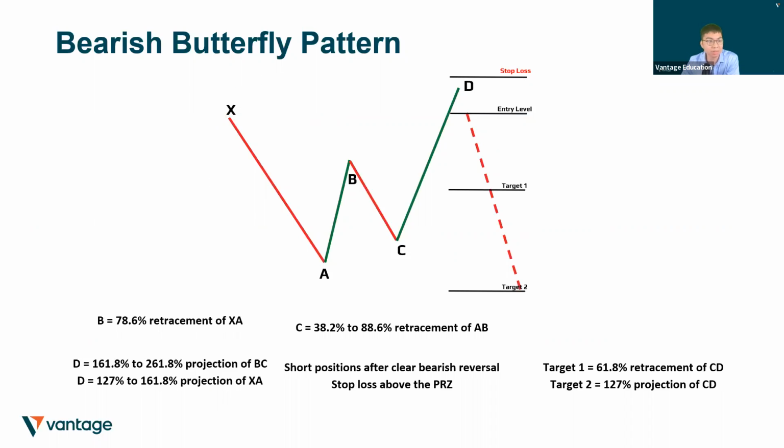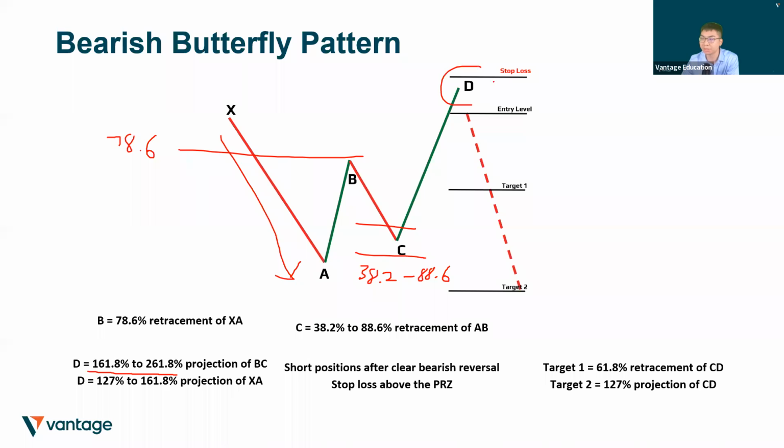So the bearish butterfly pattern. It requires a retracement of the bearish impulse leg XA. And precisely, same thing, 678.6%. And C is at 38.2% to 88.6%. And D, the projection of BC. So as I was saying, use the Fibonacci extension. That's the tool that you are using. So it's 161.8% to 261.8% here.